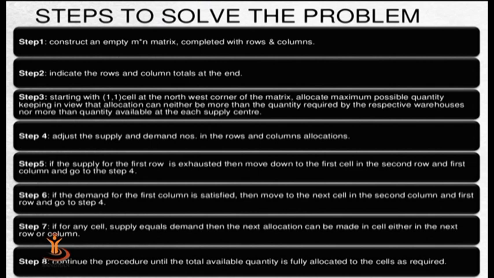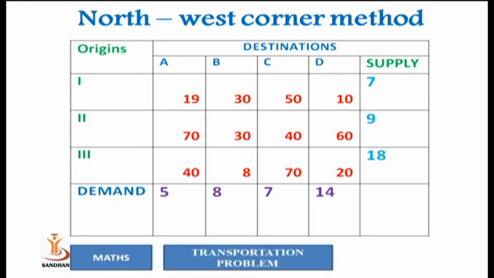Step 8 is to continue this procedure until the total available quantity is fully allocated to the cells as required. So to solve a transportation problem with the help of the northwest corner method, there are 8 steps involved. Now, let us try to understand these 8 steps with the help of an example.